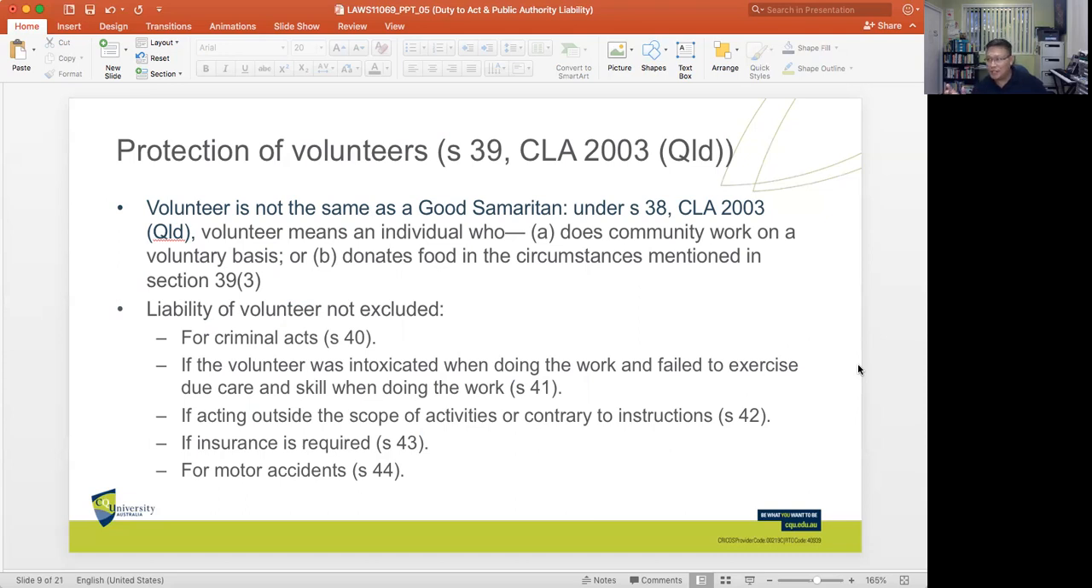So obviously, if you're a man on the street and you begin to rescue somebody, that's not exactly community work. Or donates food in the circumstances mentioned in Section 39.3 of the Civil Liability Act, that would be considered a volunteer. So we're clear: under the Queensland legislation, the volunteer under that provision is not the same as a Good Samaritan because of the clear definition there. However, even though there is a protection for volunteers under Section 39, it doesn't mean that all potential liability is excluded.